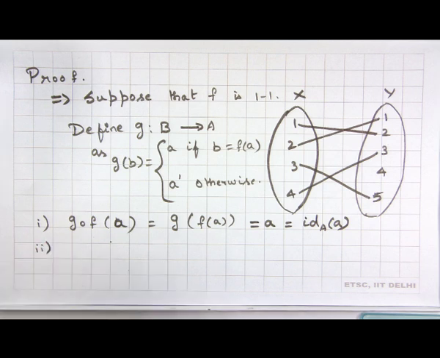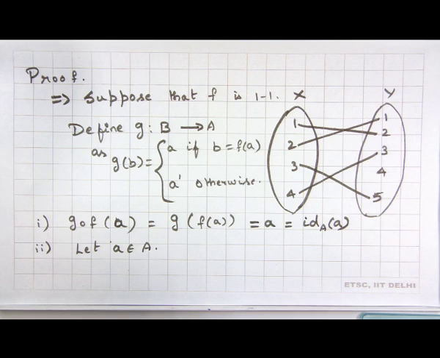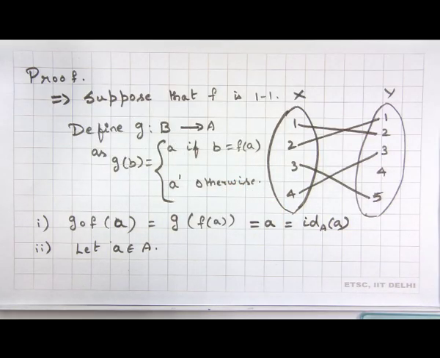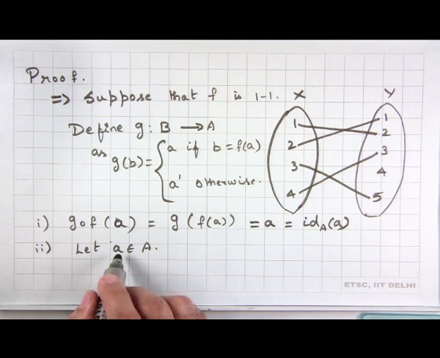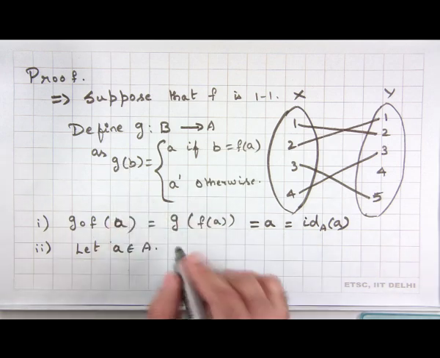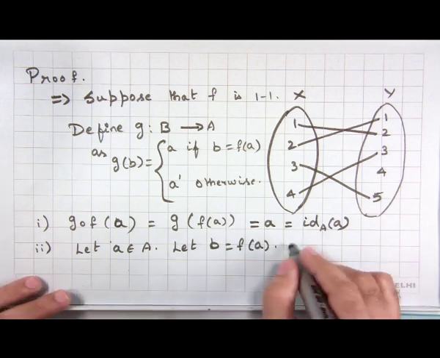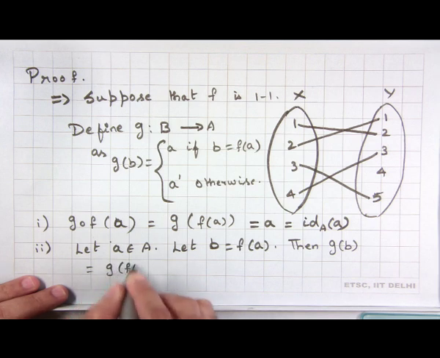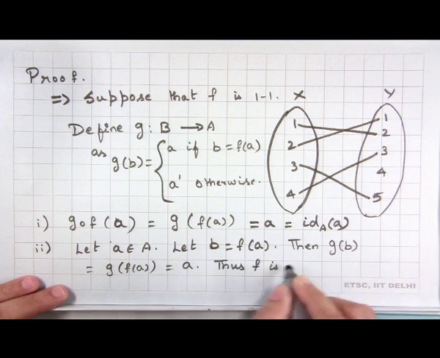Second one, ontoness. This G is onto. Let A belong to capital A. I will have to produce an element B in capital B such that G of B is A. But whenever I have an A in A, f of A will be mapped to A by definition of G. So, let me choose B as f of A. Then G of B is going to be G of f of A, which is exactly A. Thus, G is onto.